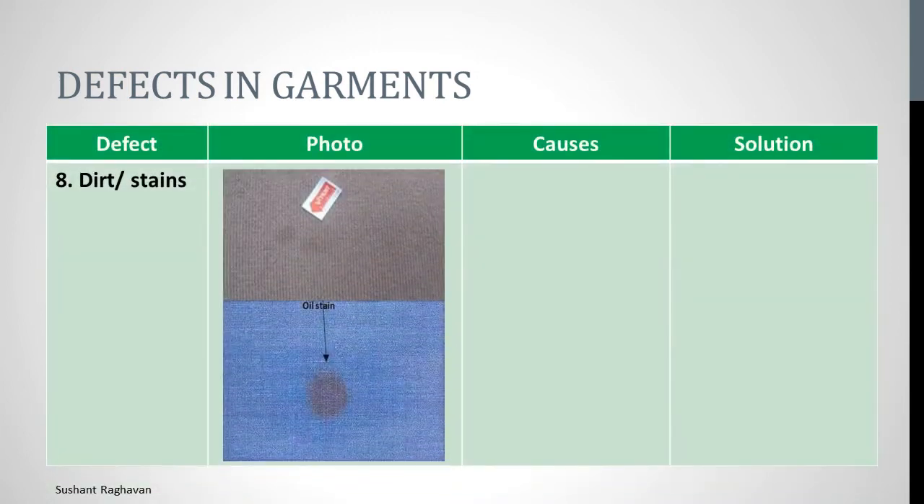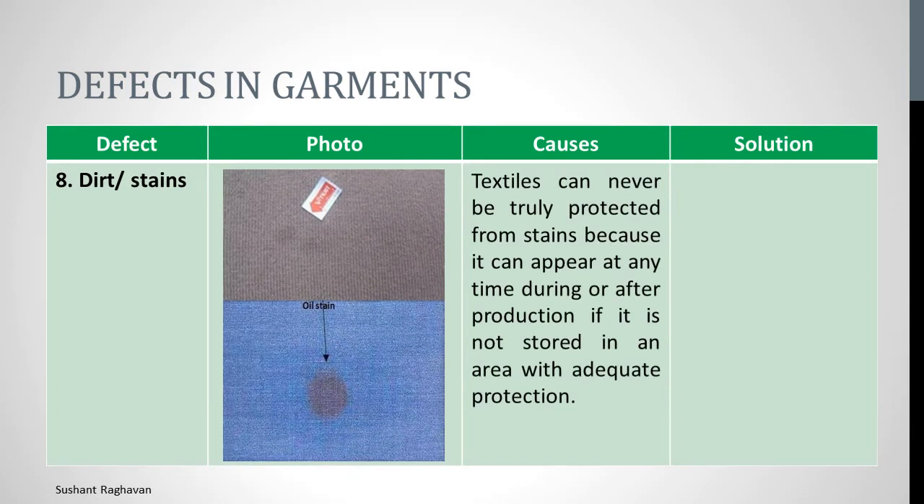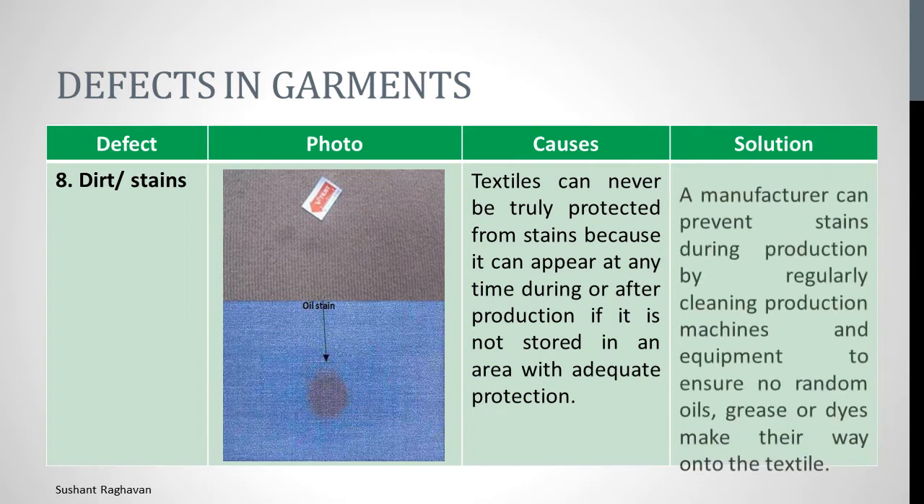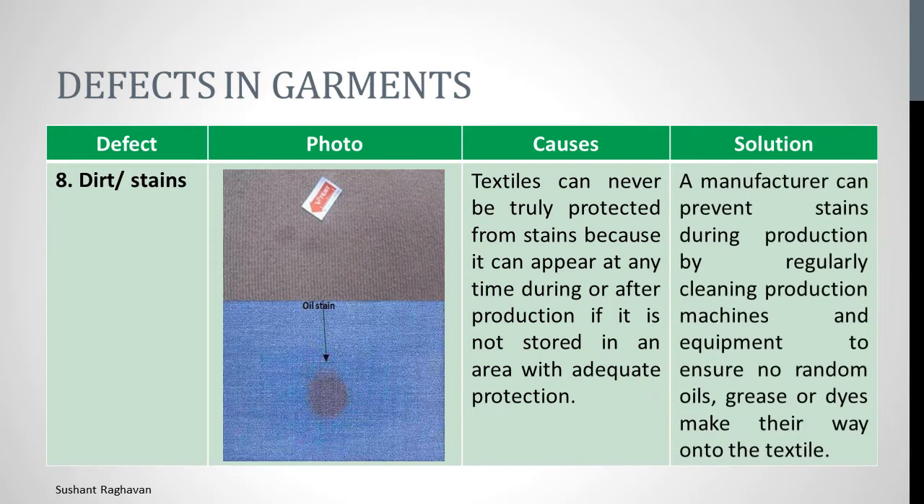Dirt or stains. Textiles can never be truly protected from stains because they can appear at any time during or after production if not stored in an area with adequate protection. A manufacturer can prevent stains during production by regularly cleaning production machines and equipment to ensure no random oils, grease or dyes make their way onto the textile.